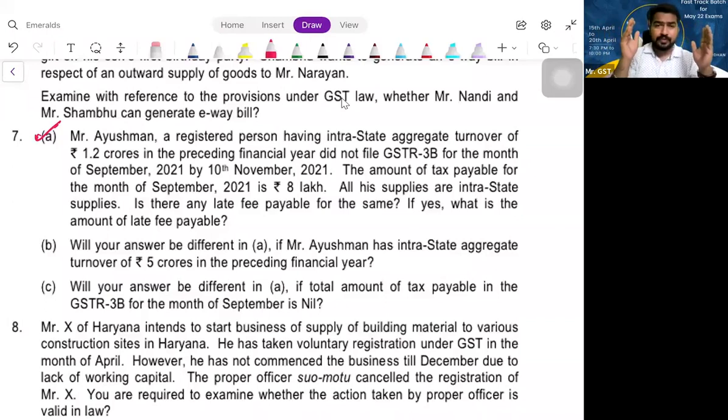0 to 1.5 crore, what is the maximum late fee? 2000, that is 1,000 CGST and 1,000 SGST. Next, more than 1.5 crores but up to 5 crores: how much? 5,000, that is 2,500 plus 2,500. Okay, next, greater than 5 crore.